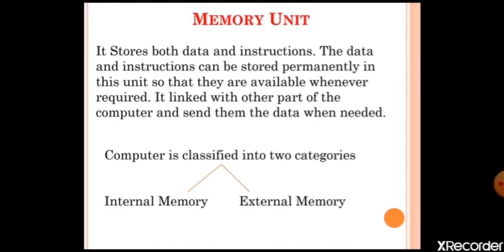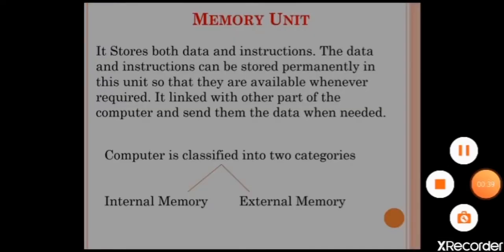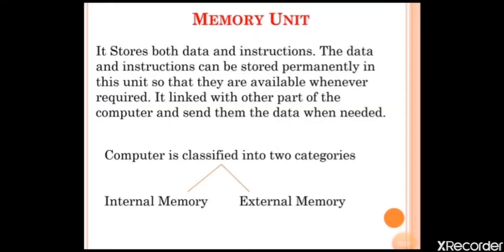First, the memory unit. The memory unit stores both data and instructions. The data and instructions can be stored permanently in this unit so that they are available whenever required. It is linked with other parts of the computer and sends them the data when needed. Now, the memory unit is classified into two categories, and they are internal memory and external memory. Now we will discuss internal memory and external memory.